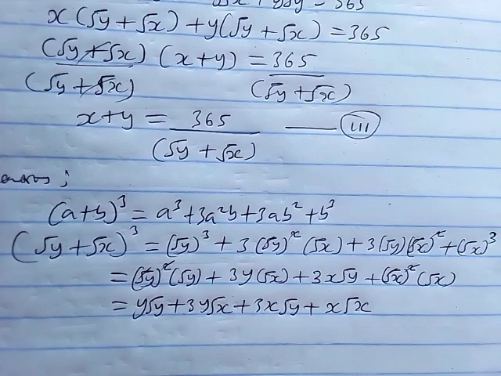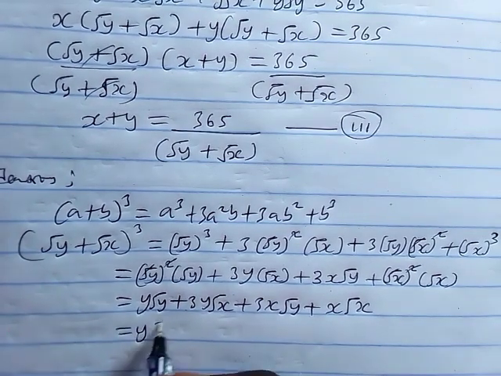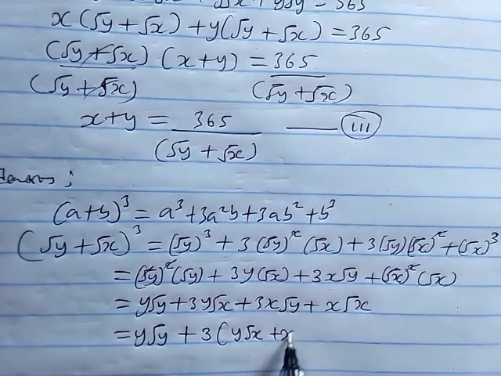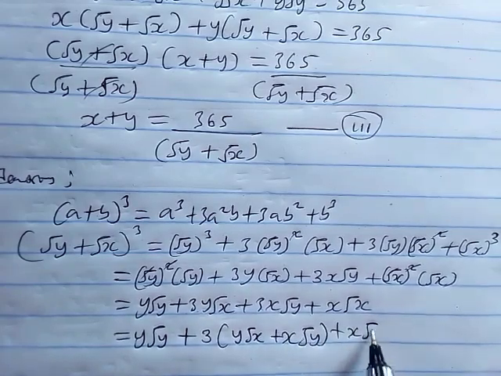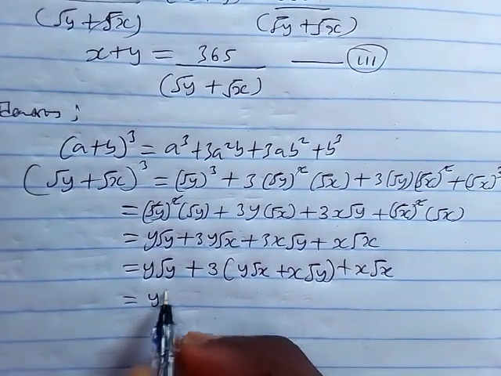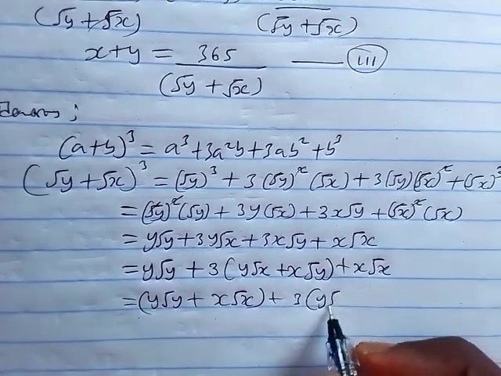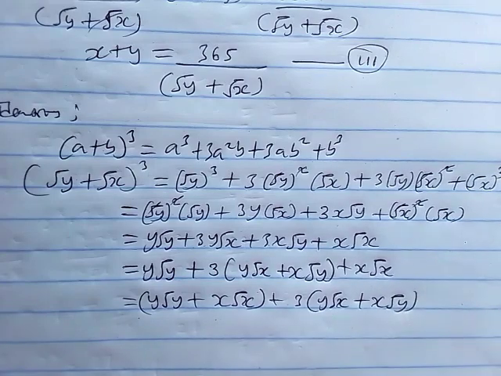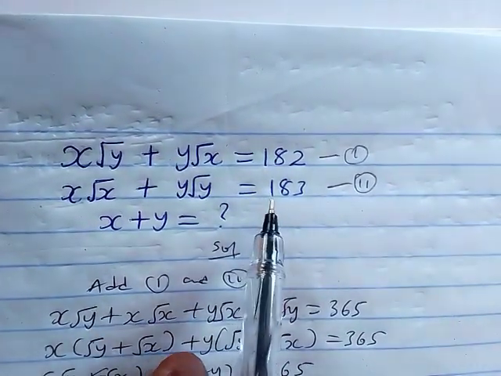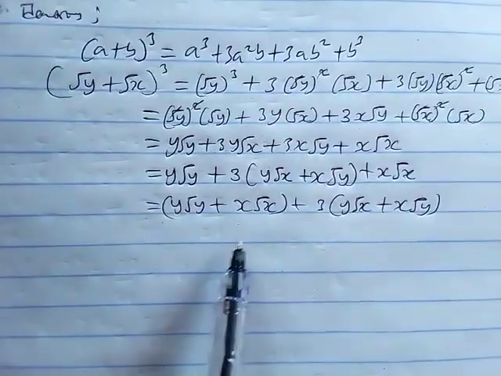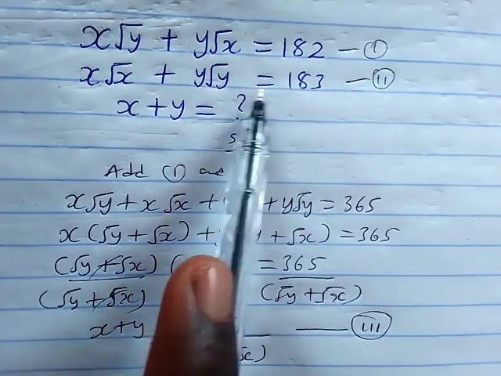Now let's isolate the common terms. So this equals y root y plus, 3 is common, so let us pull it out. We have 3 into y root x plus x root y plus x root x. Let's write this equation: we're going to have y root y plus x root x plus 3 times y root x plus x root y. Now, you will observe that this is exactly what we have in equation 2. That is, x root x plus y root y equals 183. So the value of this is 183.